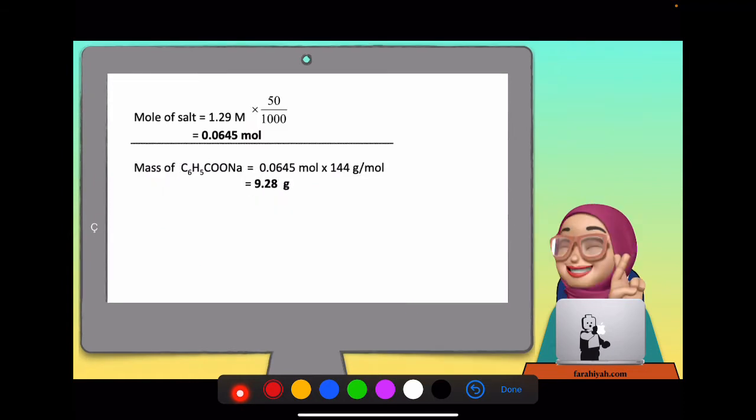Okay, next, from the concentration, you can calculate the mole. After that, you can calculate the mass. Please remember to write the unit because an answer without unit is wrong.